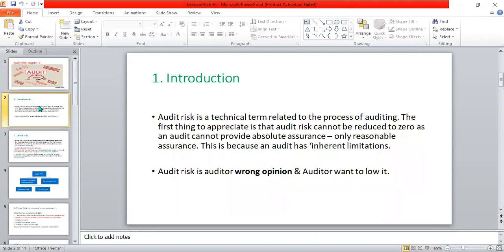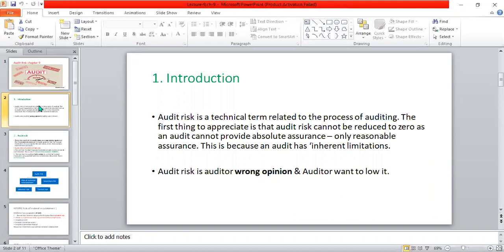Okay, here we have the introduction of audit risk. Audit risk is a technical term related to the process of auditing. The first thing to appreciate is that audit risk cannot be reduced to zero, as an audit cannot provide absolute assurance, only reasonable assurance. This is because an audit has inherent limitations.